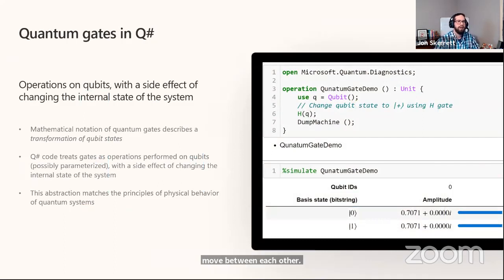So how do they represent quantum gates in Q#? Since we discussed that we don't get access to the internal state of the qubit, it's not that convenient to represent operations as matrices every time you want to apply a gate. So we like to take an operational approach. We say that gates are just operations. They have a side effect of changing the internal state of a system.